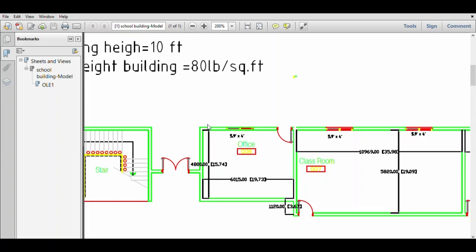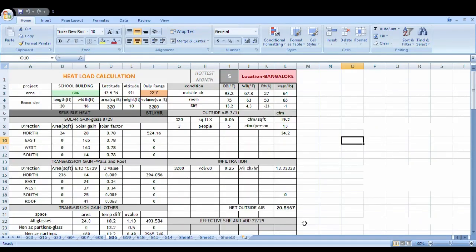Here our window is exposed to sunlight in the direction of north. This is the north, this is the south, this is the east, and this is the west. Okay. Guys, let's calculate.